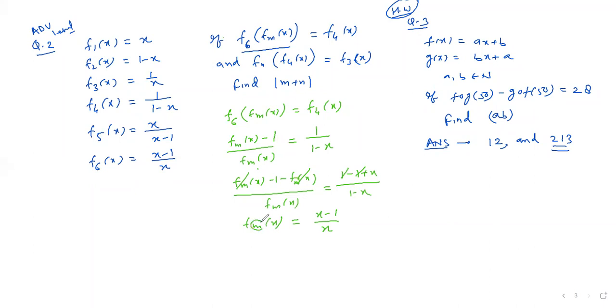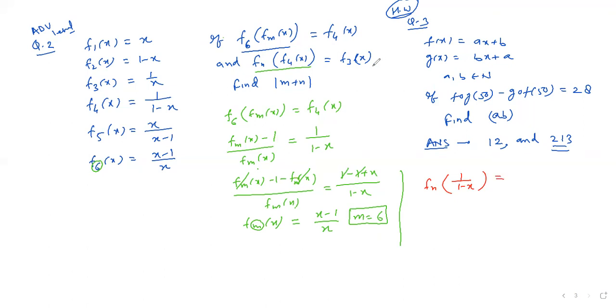What is m, bacho? Just look at this. 6. Yes, sir. m is equal to 6, isn't it? Now, guys, finding this one is a little trivial, but I'll do it with a method actually. Try and understand. I'm taking the second one. fnx of f4x, fn of f4x. What is f4x? 1 upon 1 minus x.